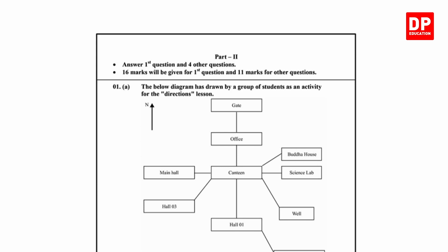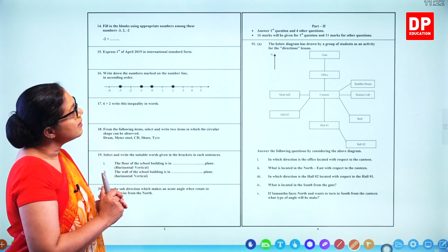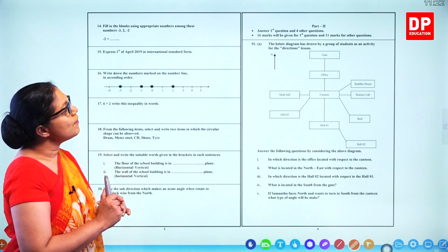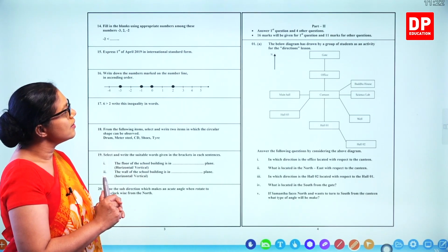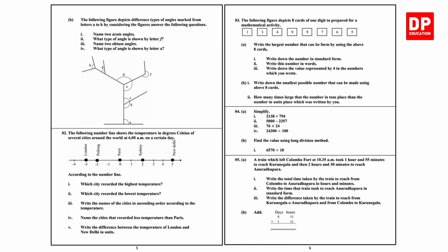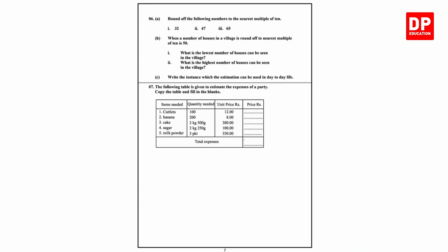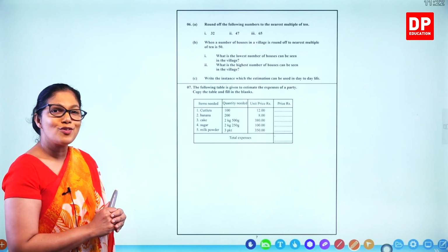Answer first question and 4 questions only, and then it says 16 marks will be given for first question and 11 marks for other questions. So you get question number 1, then 1B, question number 2, then 3, 4, 5, and the last page, question number 6 and 7. So let's do this paper now.